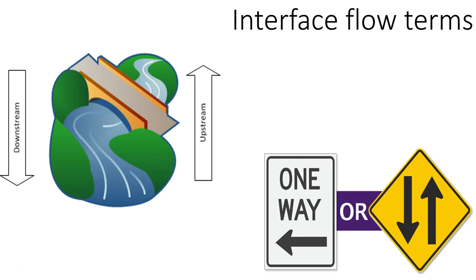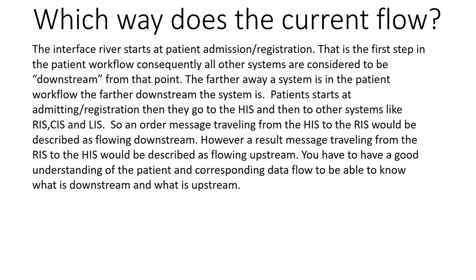Okay, let's talk about interface flow terms: upstream, downstream, unidirectional, bidirectional interfaces. Which way does the current flow? The interface river starts at patient admission, registration. That is the first step in the patient workflow. Consequently, all other systems are considered to be downstream from that point. The farther away a system is in the patient workflow, the farther downstream the system is.